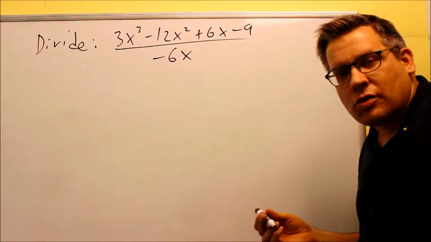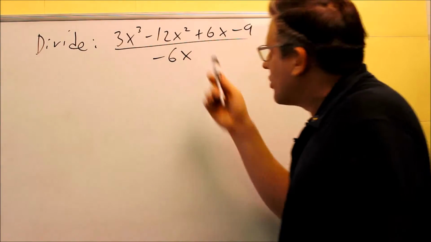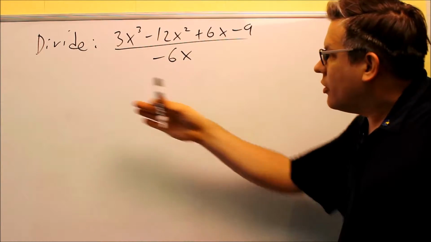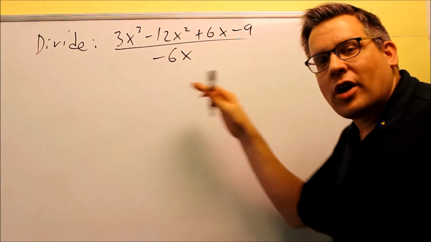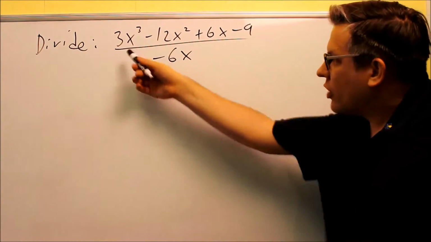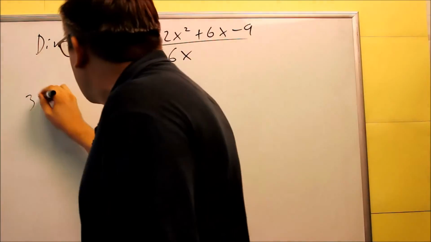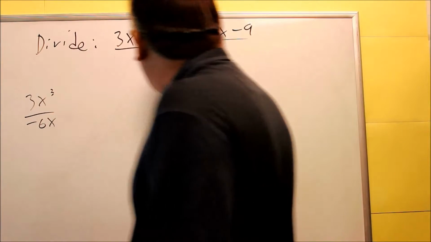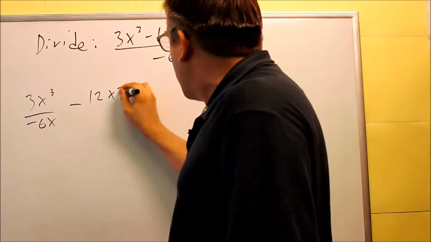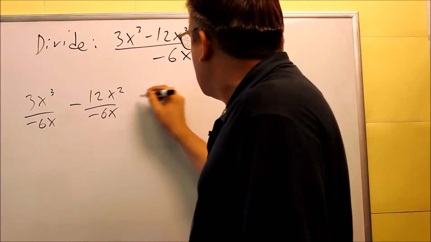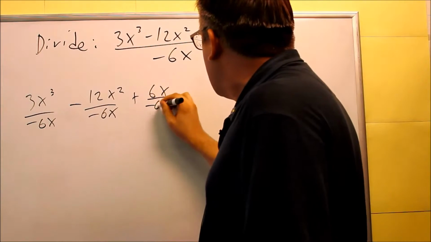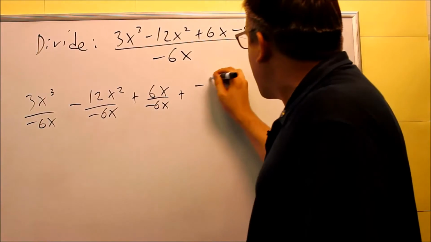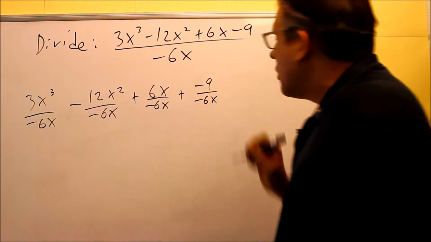And this is often going to be a good strategy for breaking things apart, and you can make something more complicated easier by simplifying all the individual fractions. Let's do that on this one. We're going to take 3x cubed, divide that by negative 6x. Then we take the next one, negative 12x squared over negative 6x, plus 6x over negative 6x, and then plus negative 9 over negative 6x.